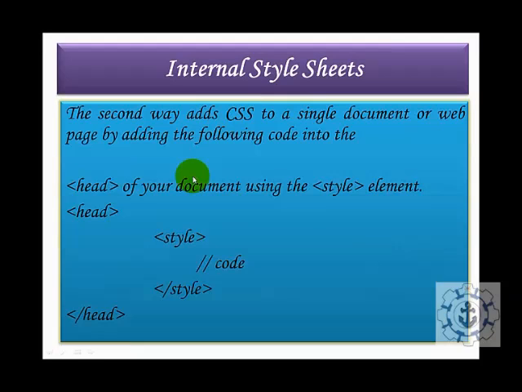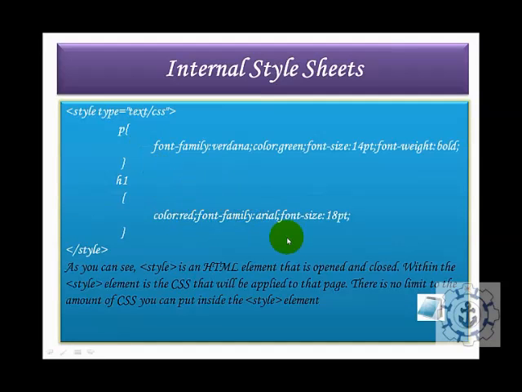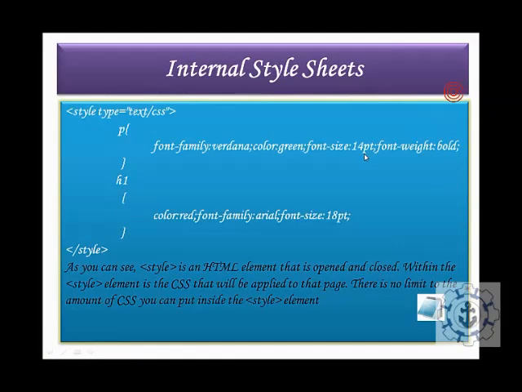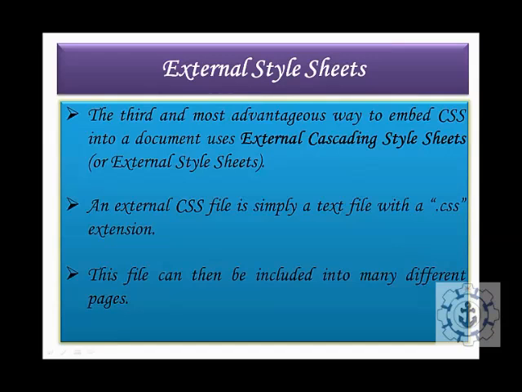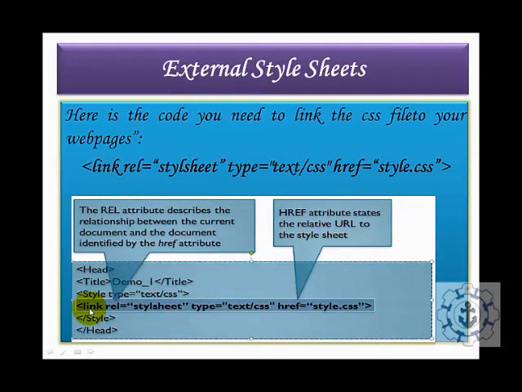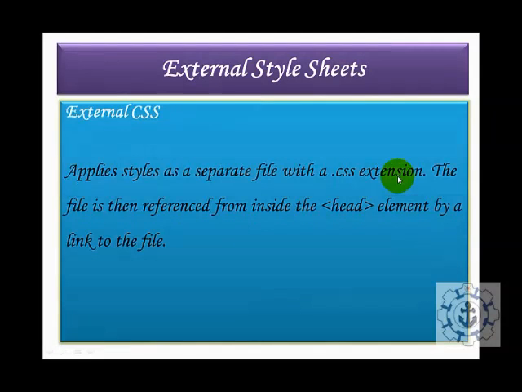And external. For external, we are going to have a separate file, a CSS file, which consists of styles. First we open a notepad and type the selector, property and value, close it, and save the file as filename.css, cascading style sheets. Then you can include this style sheet in the HTML page by using this line: link rel equal to stylesheet, type equal to text/css, href, where you give the file name, this is style.css. This is an external style sheet.